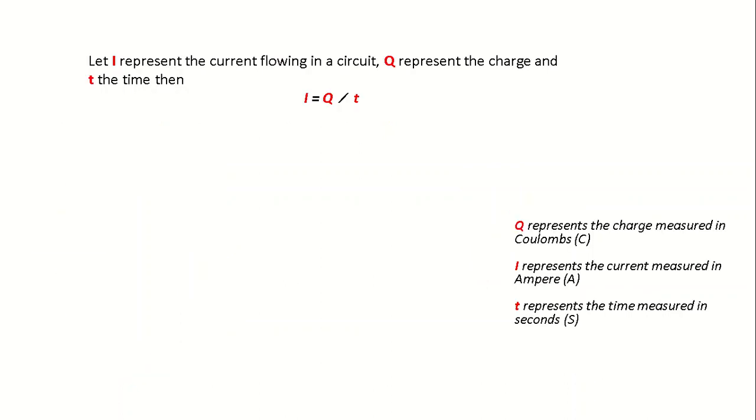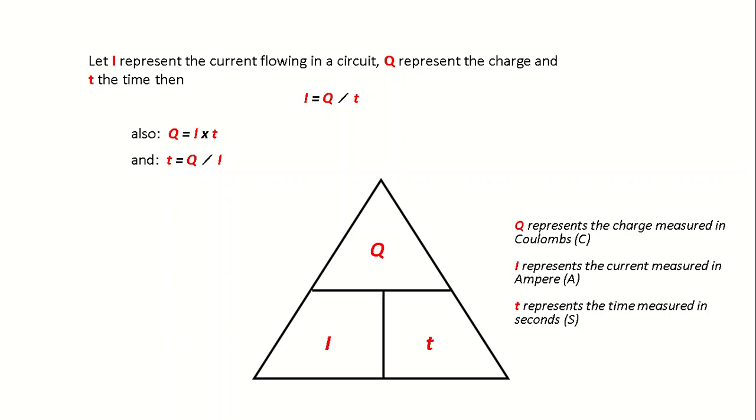If I represents the current in amps or amperes, Q represents the charge in coulombs, and T represents the time in seconds, then current can be expressed mathematically as I equals Q over T.